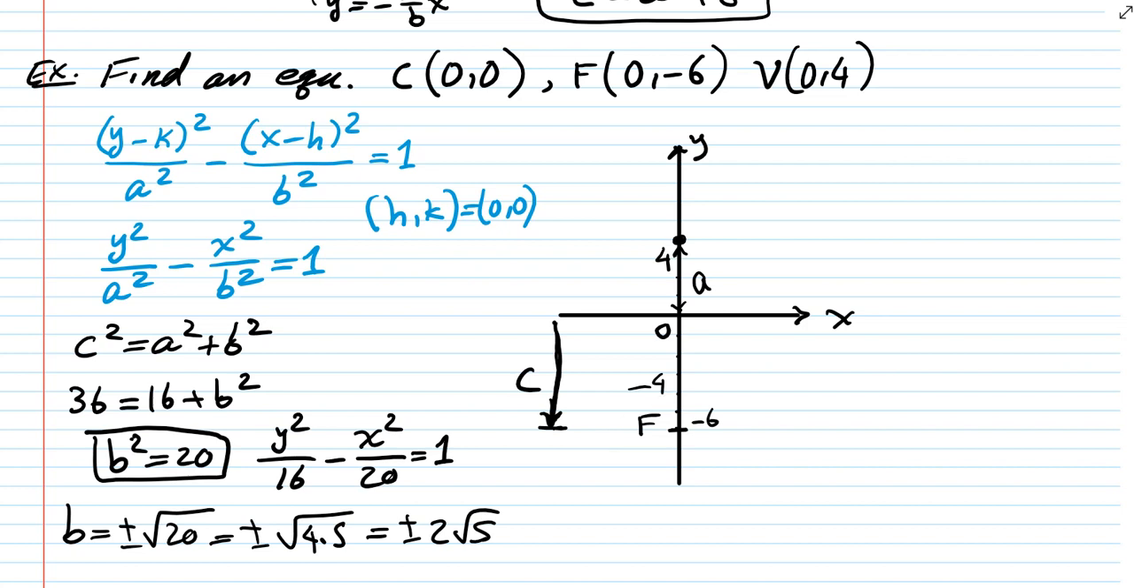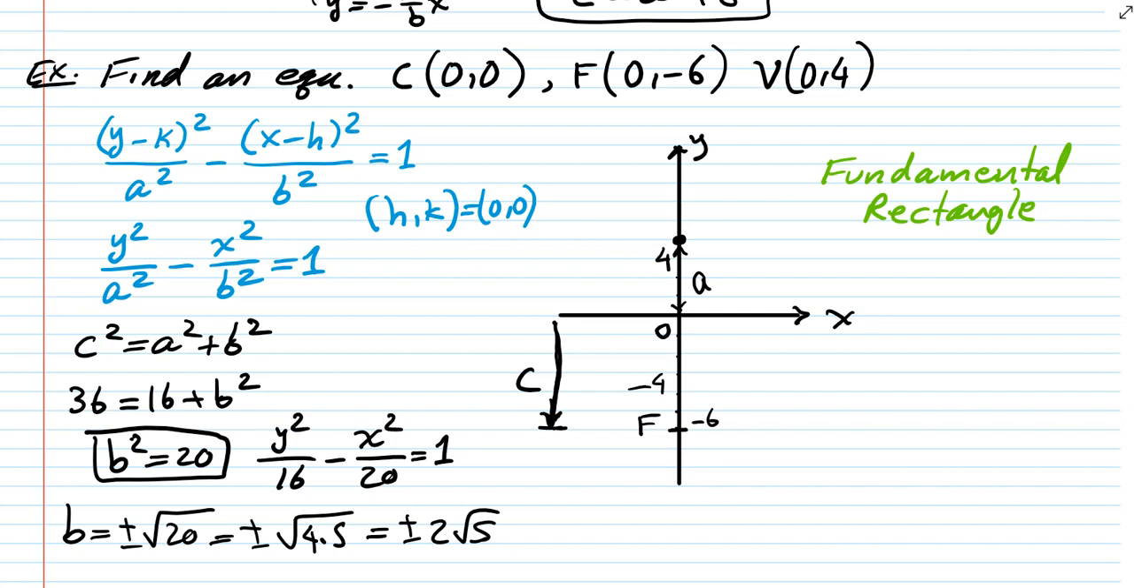In order to graph the hyperbola, we need to construct what we call a fundamental rectangle. The fundamental rectangle is just something that's going to help us construct the asymptotes. And once we know what the asymptotes look like, I can draw the branches very accurately. So let's see how we construct this fundamental rectangle.